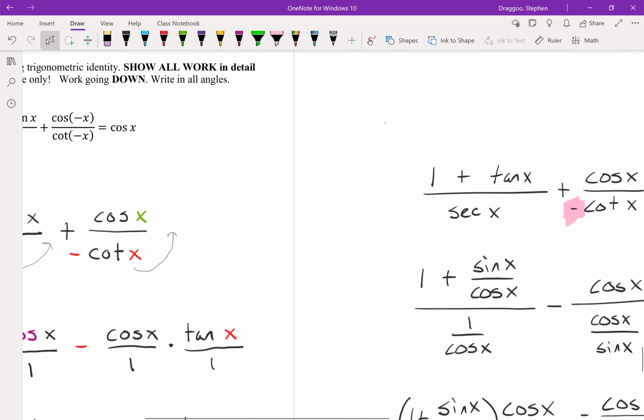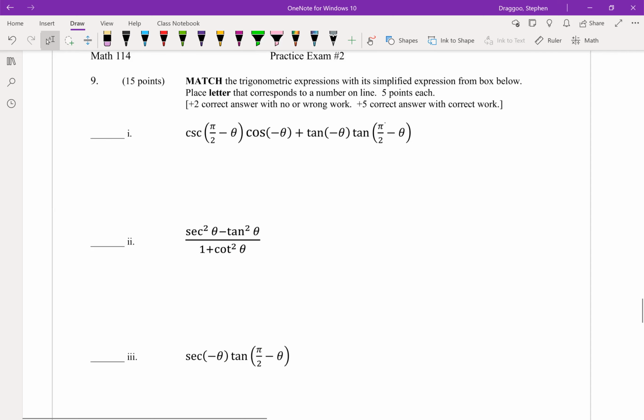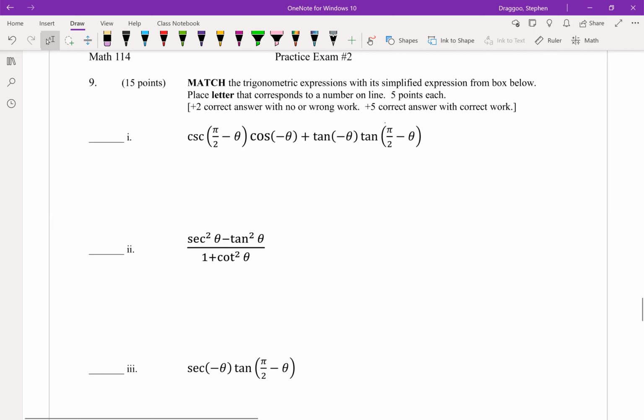Then at lightning speed, because we gotta finish this up. Let's go through this problem, number 9. The professor for the next class is always late, so it'll be fine.